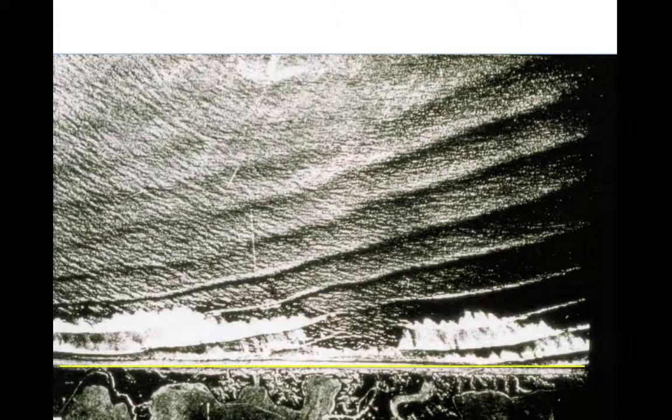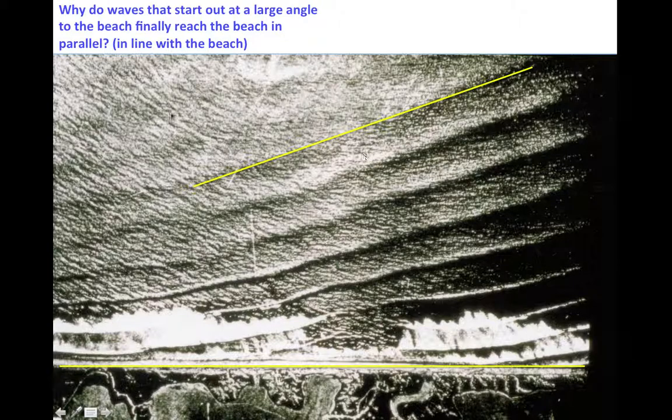So if this yellow line at the bottom here represents the beach shore, and this represents a wave crest, so these are waves coming into the beach. This other yellow line represents a wave crest far out to sea. The question we could ask is, why do waves that start out at a large angle to the beach finally reach the beach in parallel? That is, why do they finally reach the beach in line with the beach?